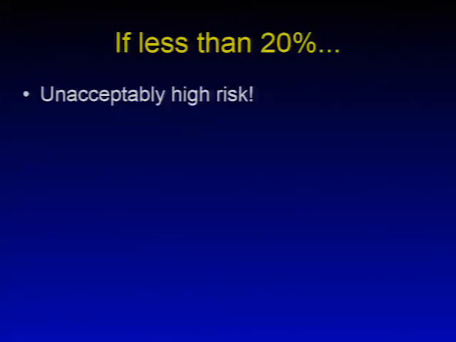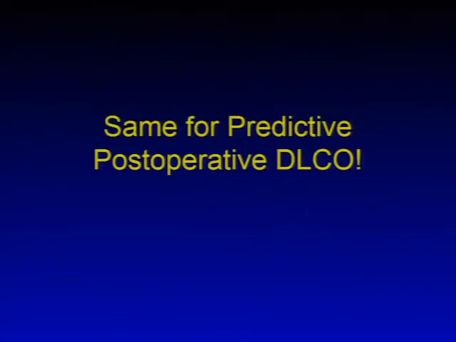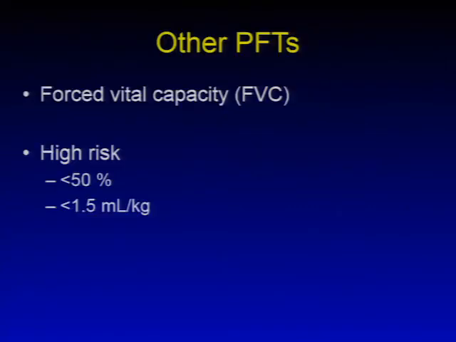If the predicted postoperative FEV1 is less than 20, it represents an unacceptably high risk. Do not proceed. And this works the same for predicted postoperative diffusion of carbon monoxide.